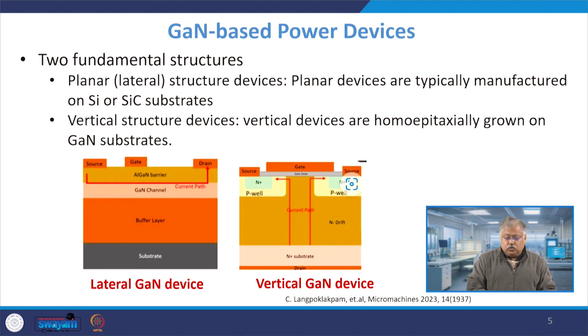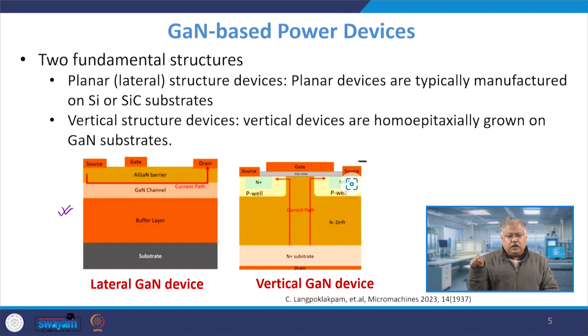Now let's come to GaN-based power devices, which are gallium nitride-based power devices. There are two fundamental structures which are generally discussed when we discuss gallium nitride-based structures. One is the planar structure and the other is the vertical structure. The planar structure, which is on the left hand side, is this one. The current path is along a plane.